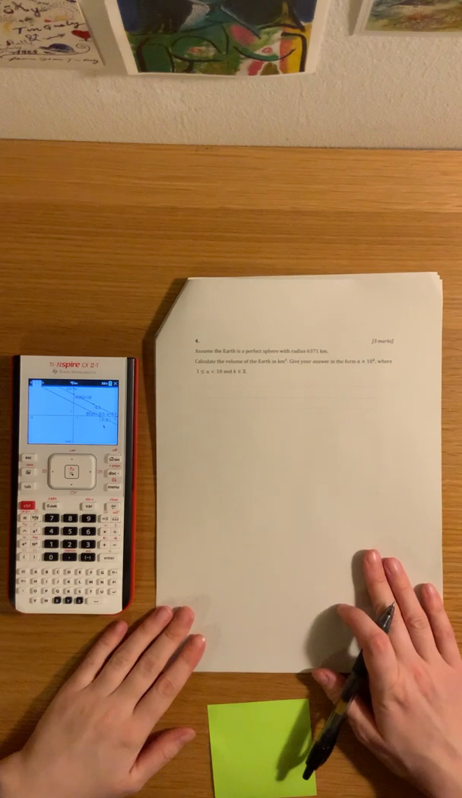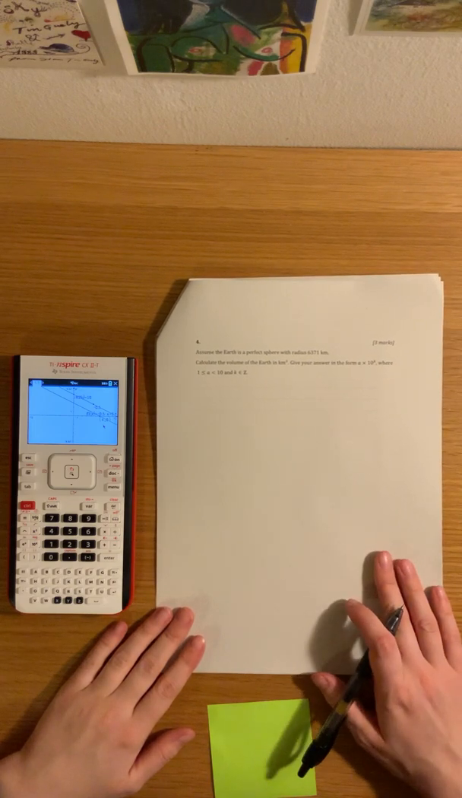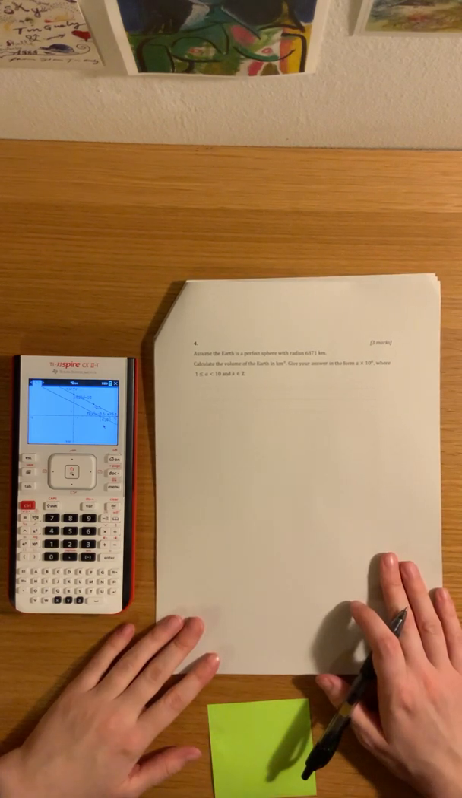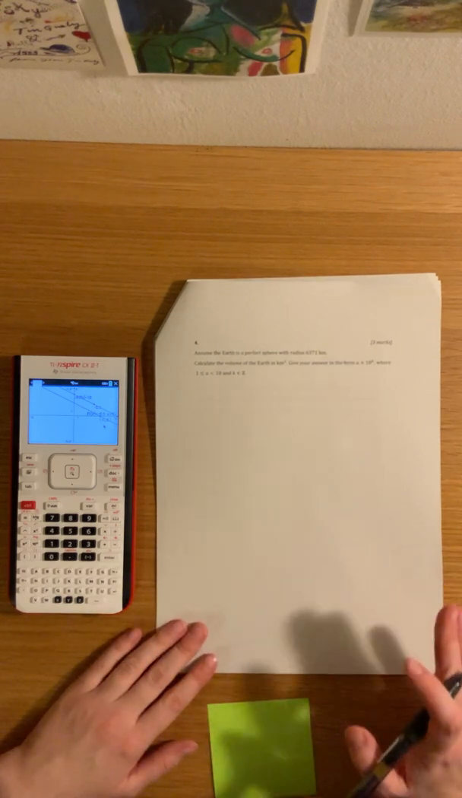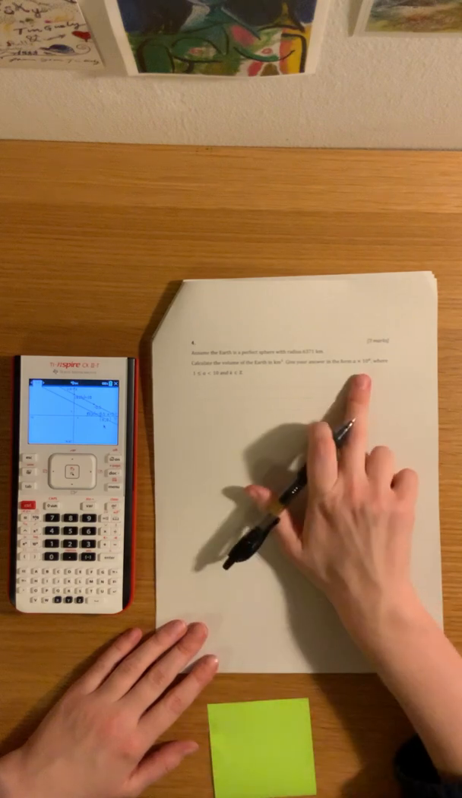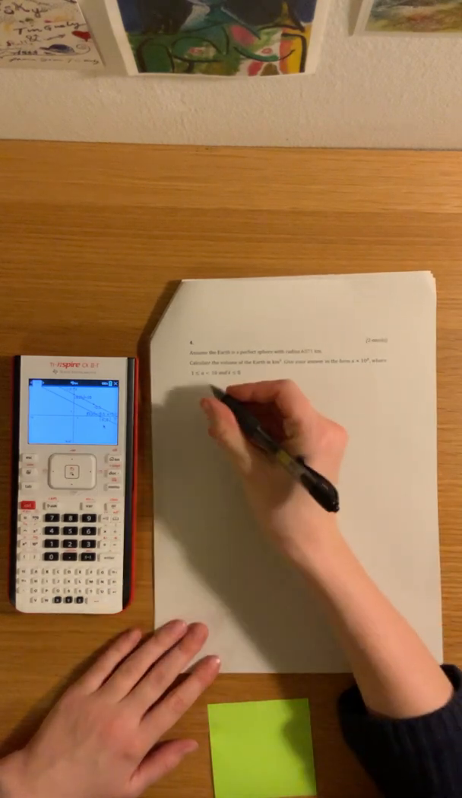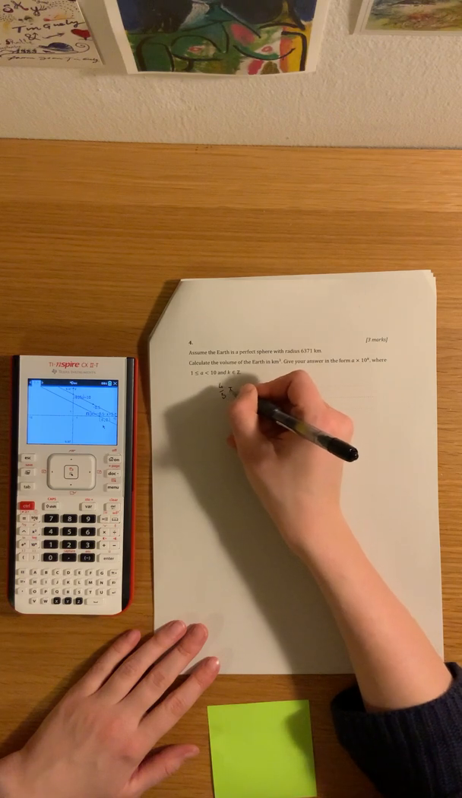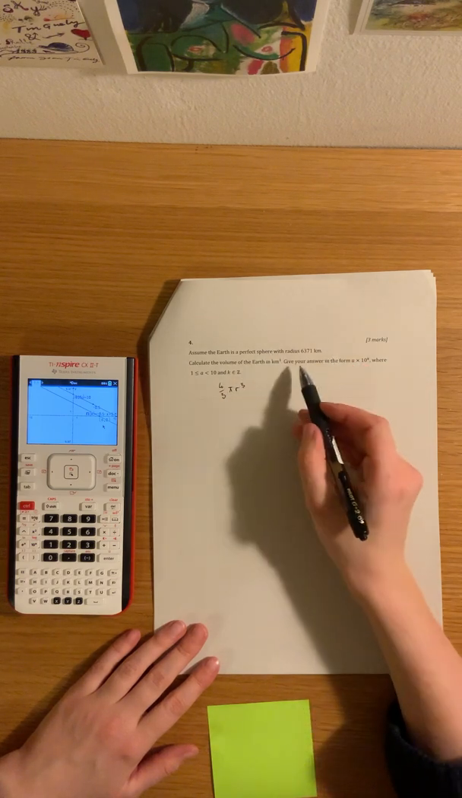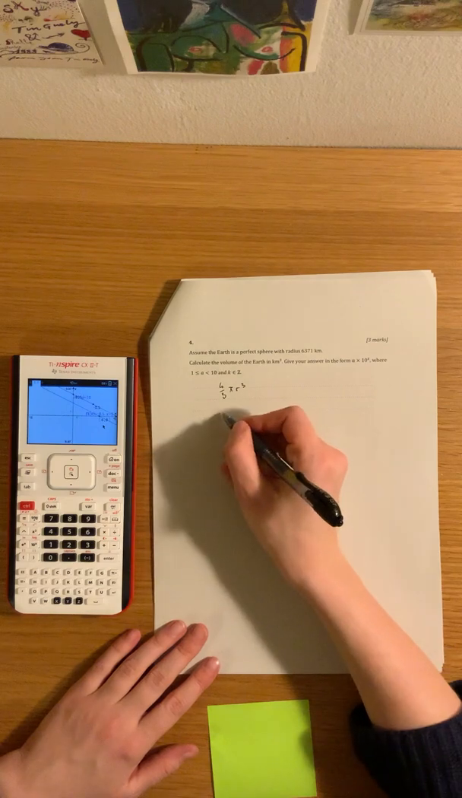Right, next question. Assume the Earth is a perfect sphere with radius 6,371 kilometers. Calculate the volume of the Earth. Give your answer in that form. We'll get around to this later, but for now, in the formula book is the formula for the volume of a sphere, which is 4/3 pi r cubed. My radius is given to us, so I'm just going to type that in.